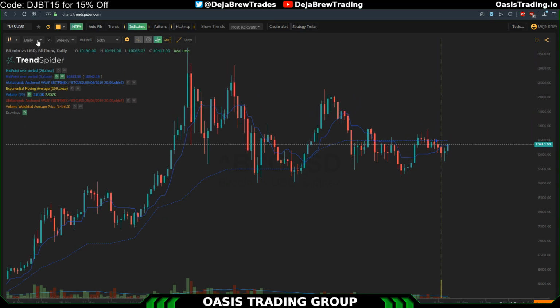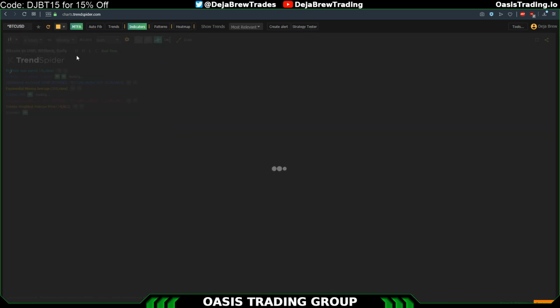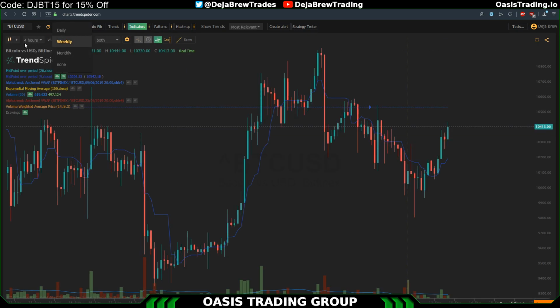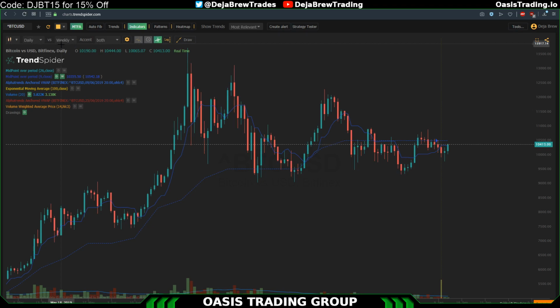Now, if you want to change your time frames, you can go up here to the top left, and you can go ahead and change your time frame. So if you want to do a 4-hour and a daily, you can do that. If you want to do a daily and a weekly, you can do that.